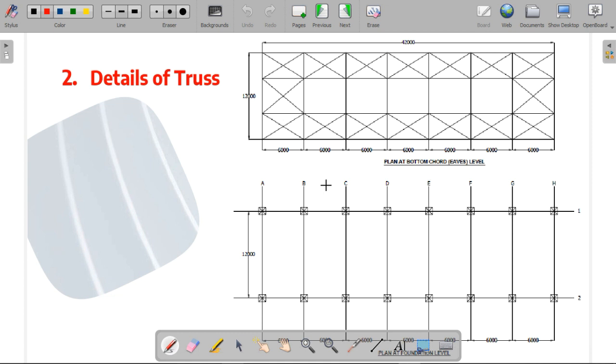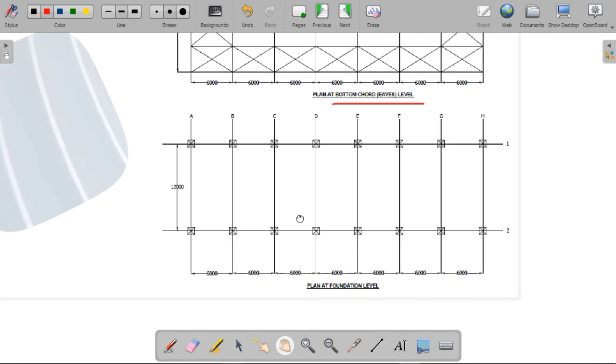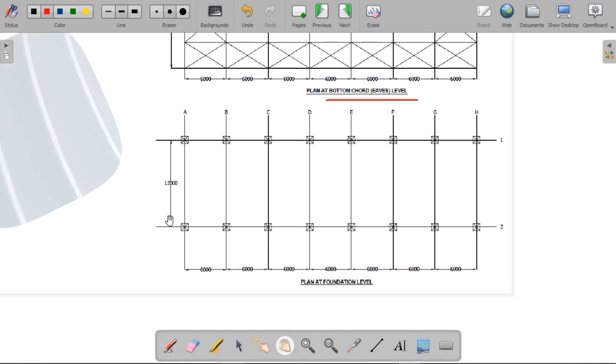Now this is the plan at the bottom chord level. At the bottom chord level, you will have certain cross bracings to take the load because of the wind. So these are the cross bracings and these are the tie bracings. These kinds of bracings are the wind bracings provided at the bottom chord level or at the tie level. So you can see that this is the grid line for the truss.